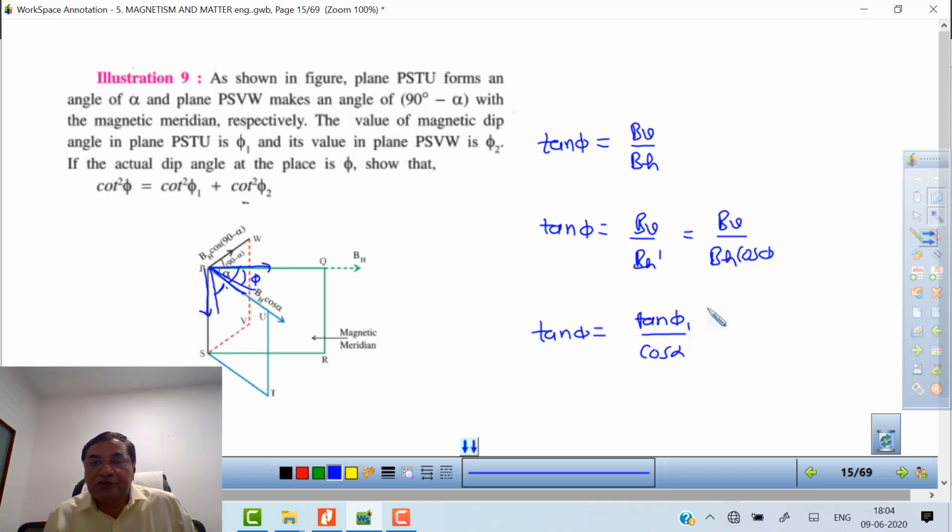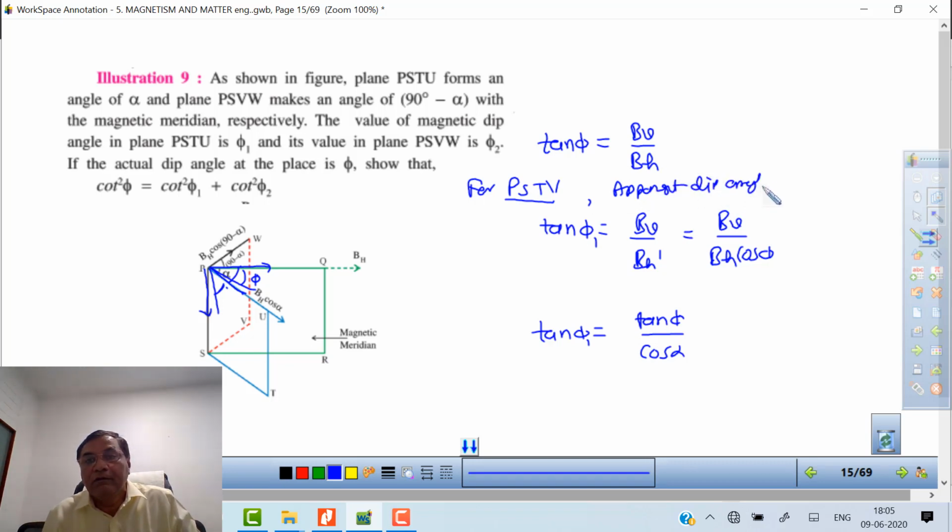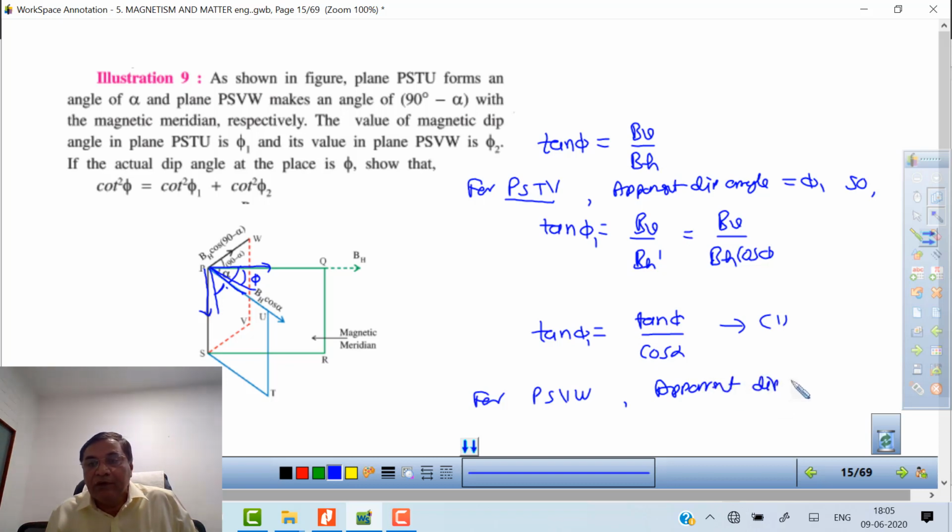This is phi 1, in this plane. For which plane? Okay, PSTU. PSTU. Apparent, it is called apparent dip. Apparent dip angle equal to phi 1. So we can write this. Let us say this is 1. And if we take another plane, that is PSVW, apparent dip angle is equal to phi 2.